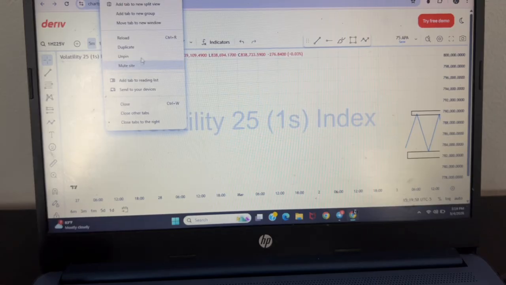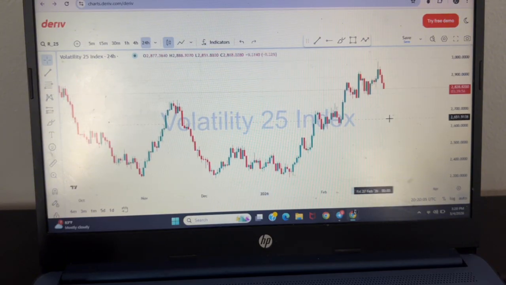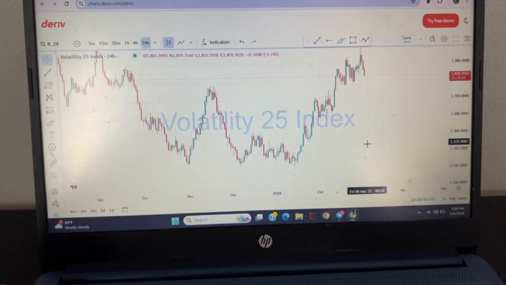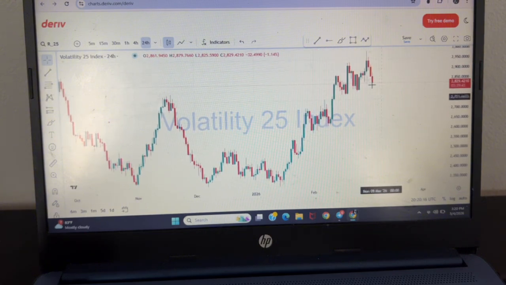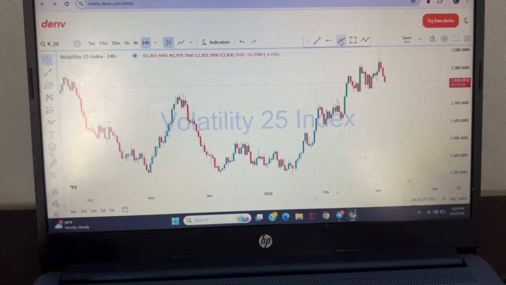Let me give you guys a few examples of when a market is in an uptrend. Right here you can see what the market is doing. The market is in an uptrend. Price is making higher highs, higher lows, higher high, higher low, higher high, higher low, higher high.